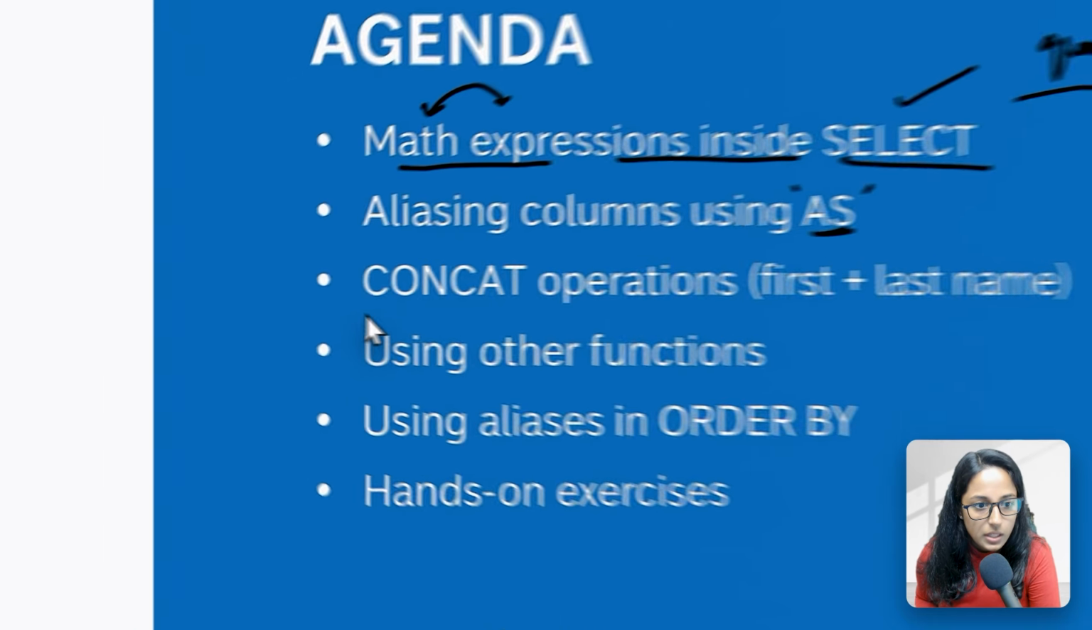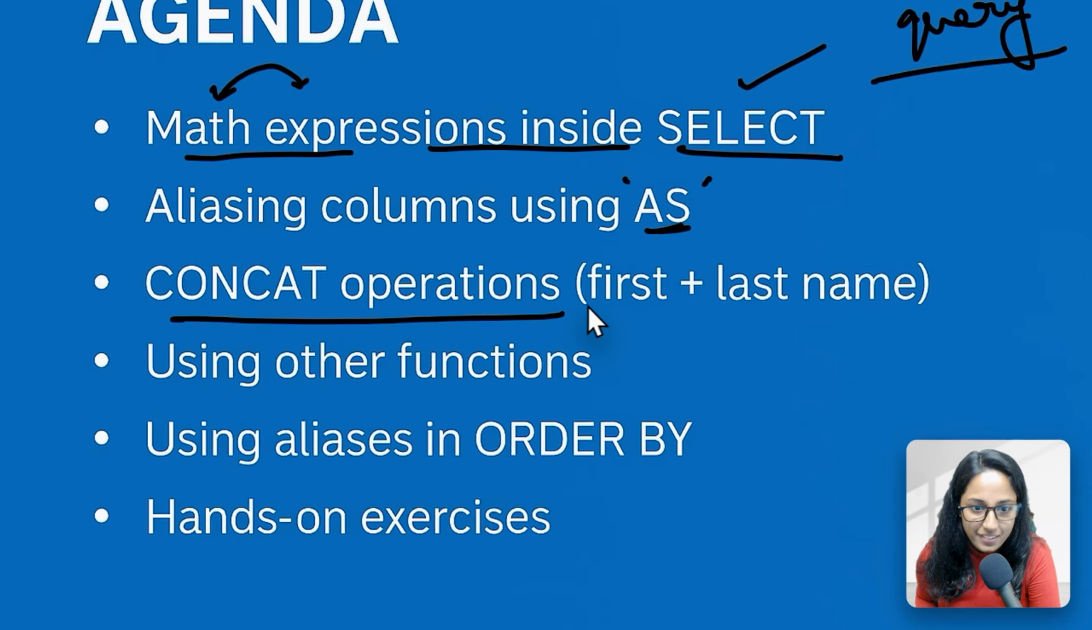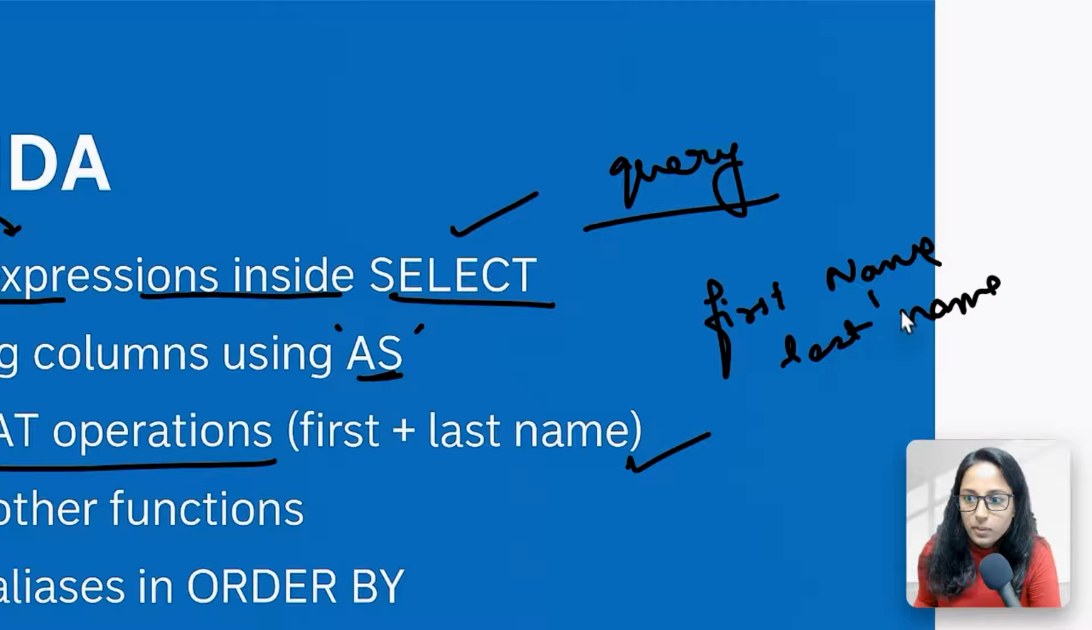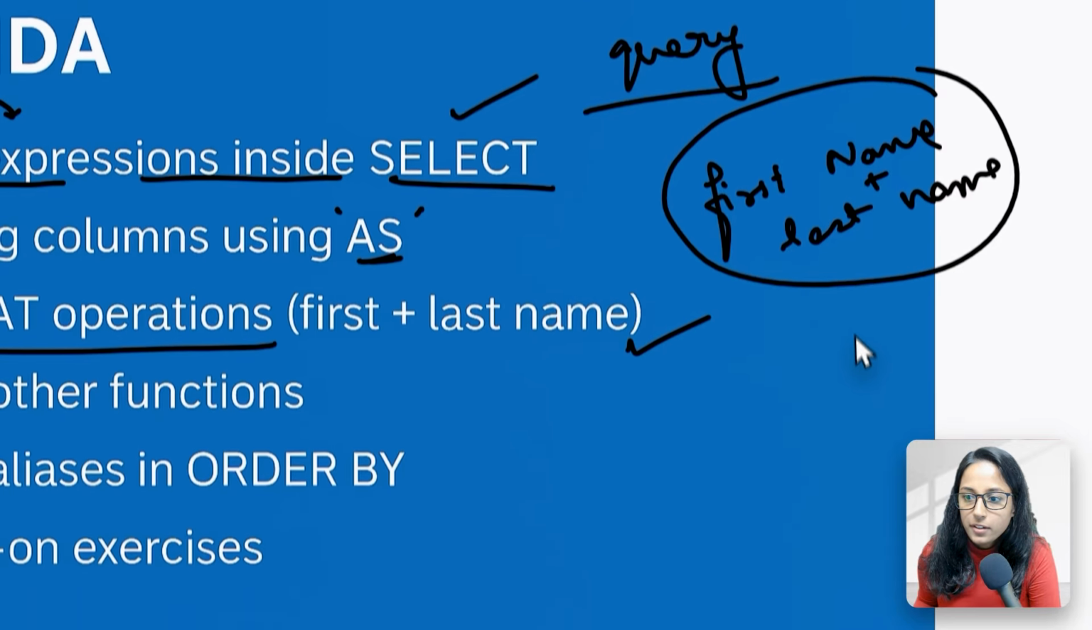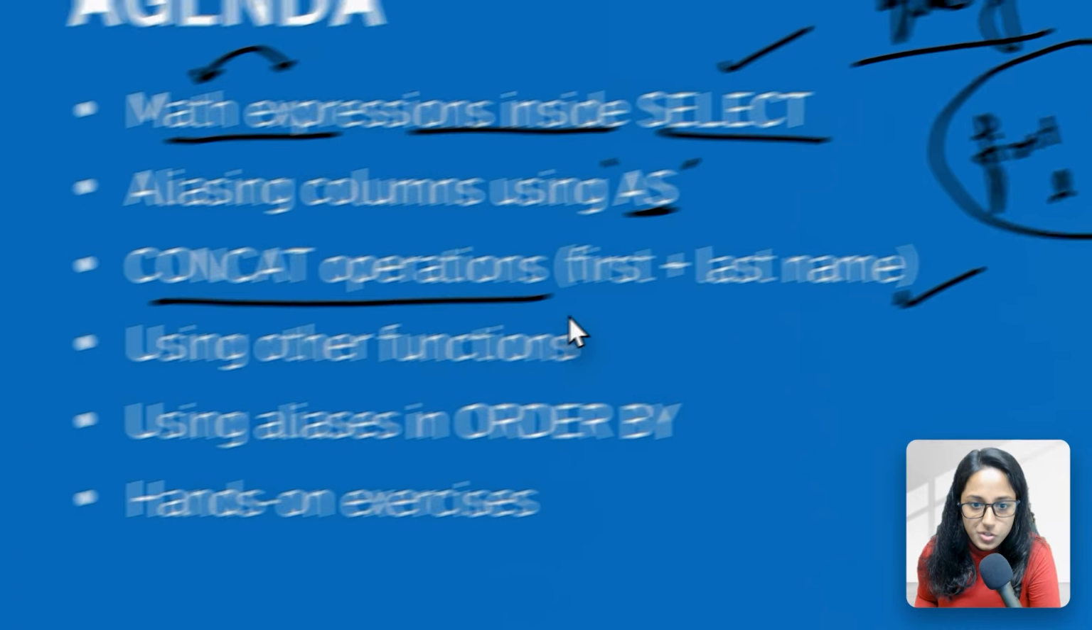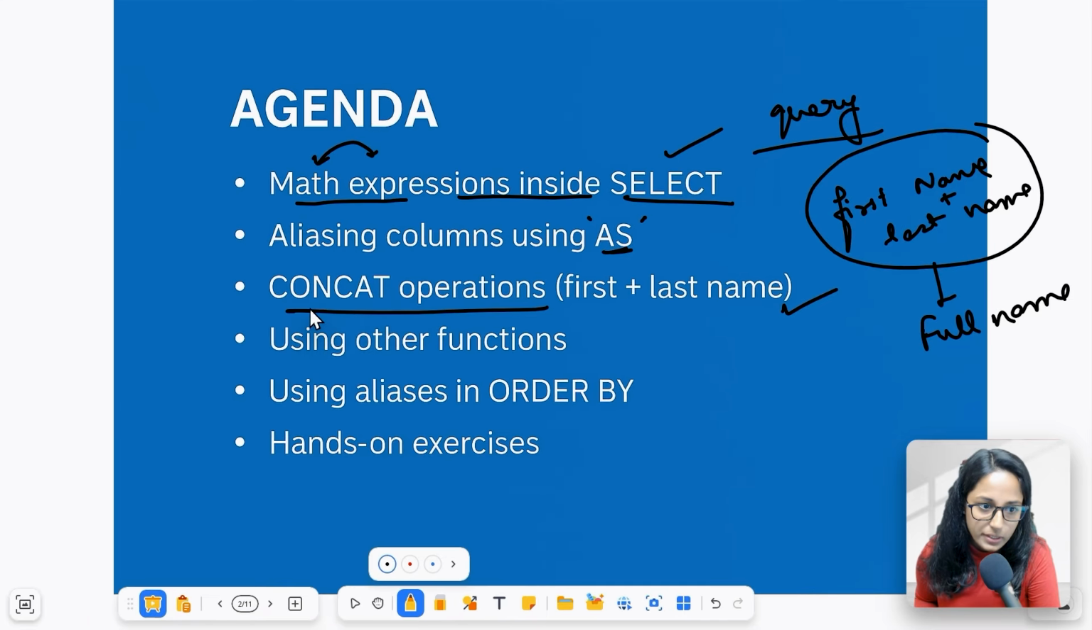Then we will see how we can achieve concatenate operations, which is a very popular interview question as well. For example, you are given a first name and last name and the expectation is to have the full name. If we concatenate it, we will get the full name. We will see how we can achieve that using the function called CONCAT, which is one of the functions.